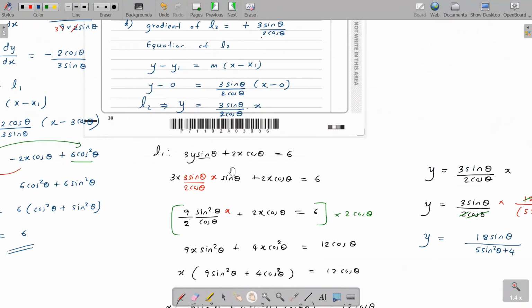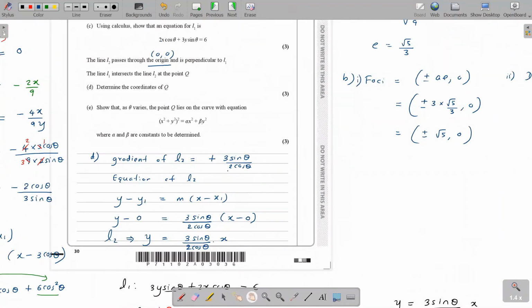Okay, then we'll move to the last part. In the last part, they say show that as theta varies, the point Q lies on the curve with equation (x square plus y square) square equals alpha x square plus beta y square, where alpha and beta are constants to be determined. Okay, so show that as theta varies, the point Q.